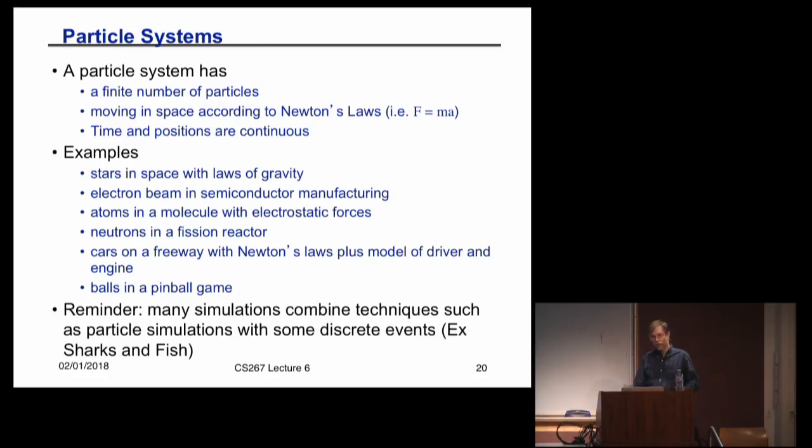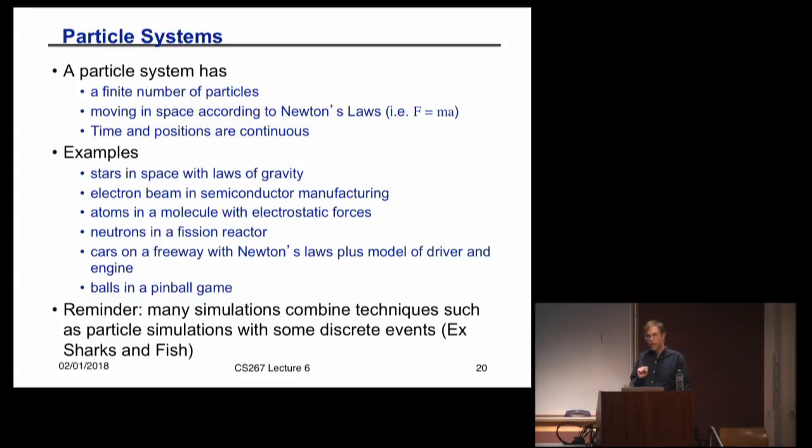So a particle system, this is the next step of being continuous. I have a finite number of particles, so that much is discrete. They're all moving in space according to, say, Newton's laws, F equals ma. And the time is continuous, of course, and the positions can be continuous. So stars moving around under the force of gravity, or electron beams in semiconductor manufacturing where they're all being pushed around by electrostatic forces. At a slightly larger scale, you're doing molecular dynamics, which people do a lot of these days, and it's electrostatic forces pushing the atoms around.